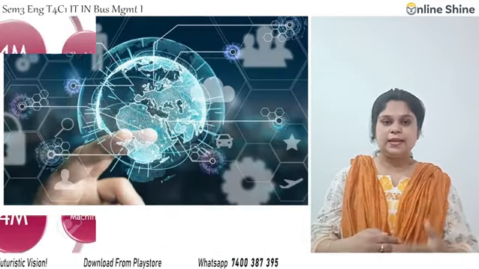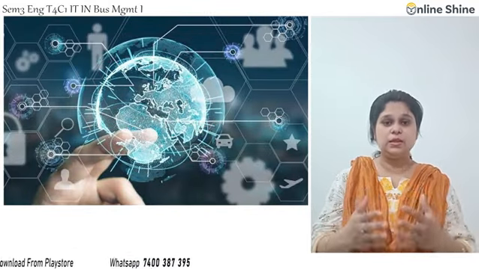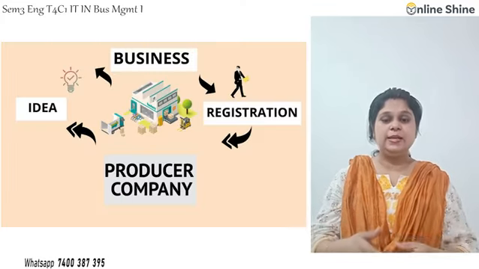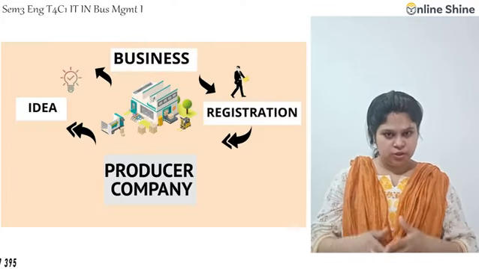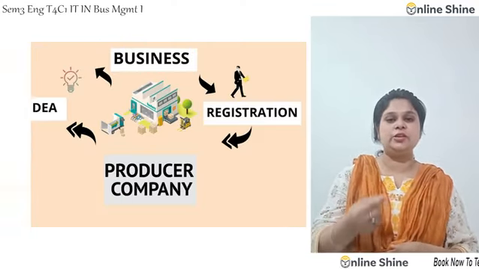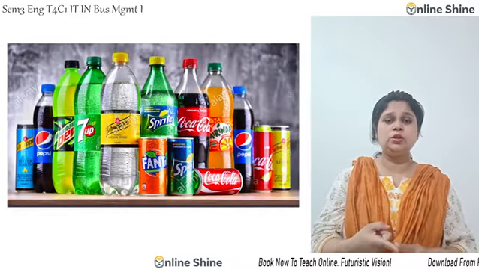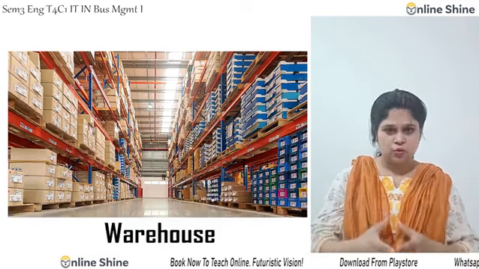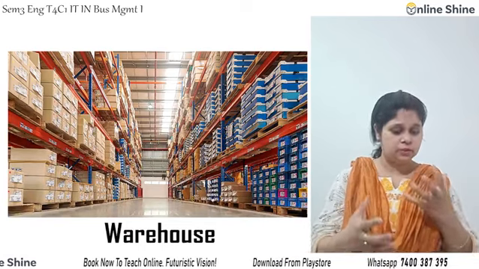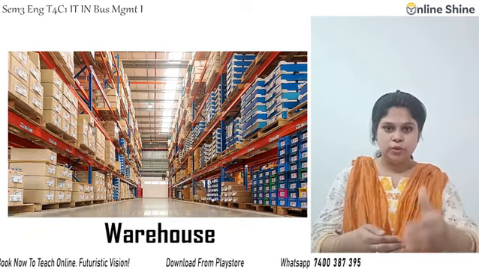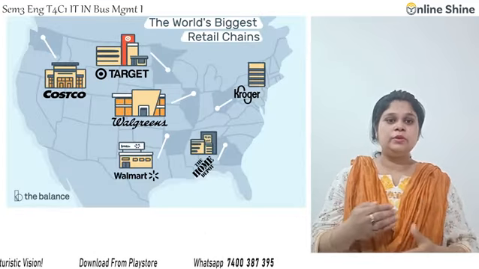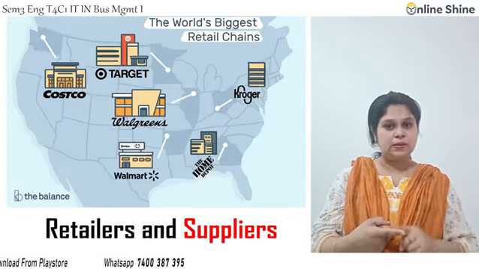Let us understand the role of IT in a business organization. Let's say we have to set up a production company and we have to manufacture a soft drink. Then what we need to do is maintain a warehouse where we will purchase the raw material and store it in that warehouse. Then we need several retailers and suppliers.